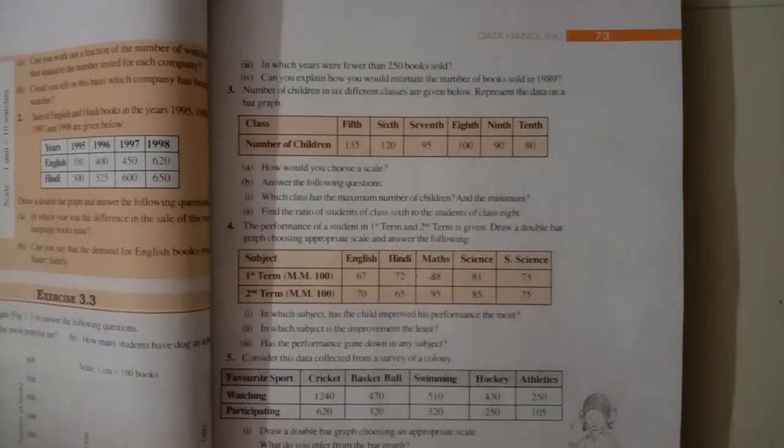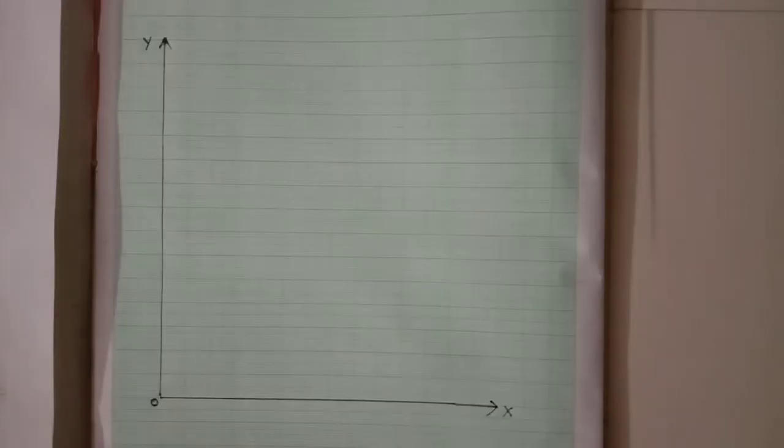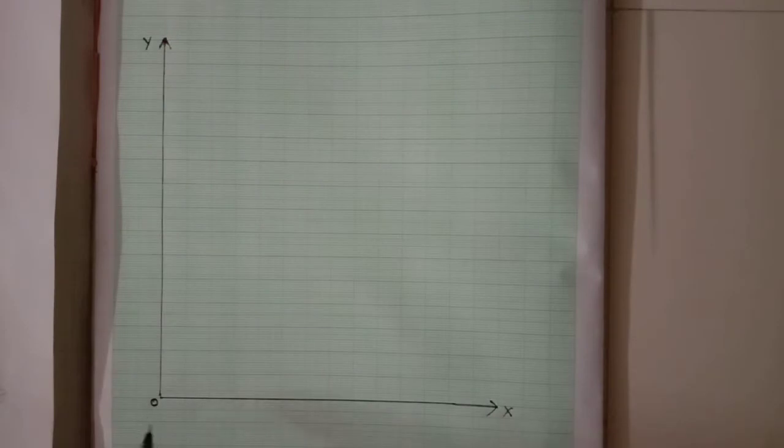Let's see how we can make a bar graph. As we know students, for making a bar graph, first we draw two axes. This horizontal line is your x-axis and this vertical line is your y-axis. And the intersection point of these two axes is your origin. It means 0.